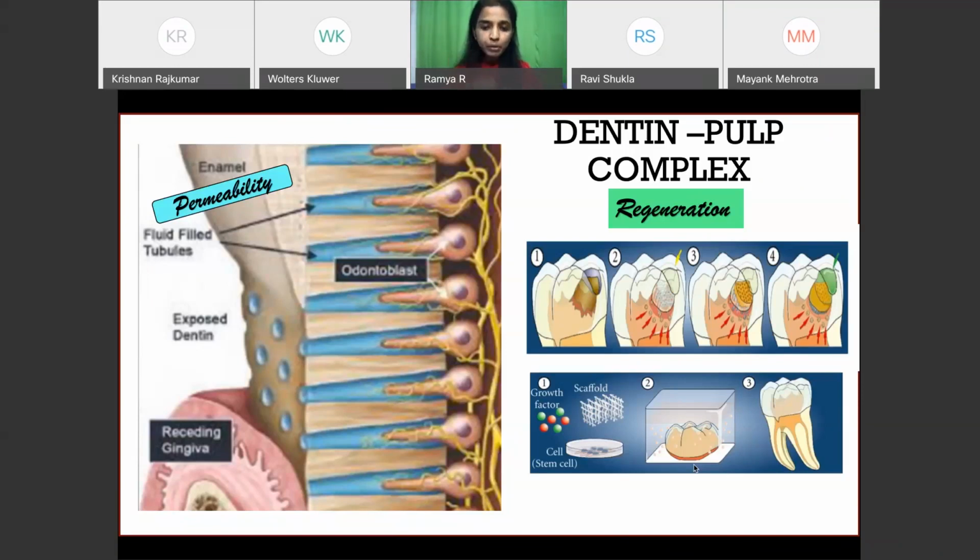Ideally, if you can keep a scaffold inside so that it would allow the stem cells there to get triggered and become odontoblasts, it would be great. Additionally, if you can throw in some growth factors for growth, it would make a beautiful dentine pulp complex back. By doing that, your tooth health becomes better. It doesn't deteriorate as what a conventional endodontic therapy would lead to.